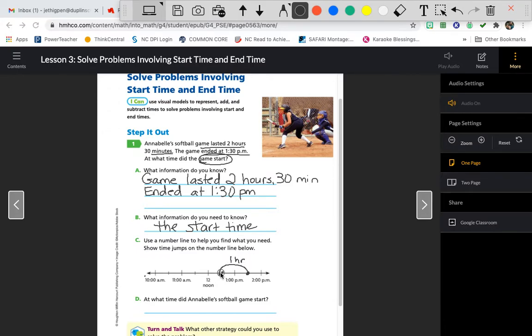Then we're going to go from 12:30 to 11:30. That would be the second hour. And then we know it lasted 30 more minutes, so we're going to go from 11:30 to 11 o'clock. So our start time is 11 o'clock a.m. Okay, let's continue practicing the skills on page 544.